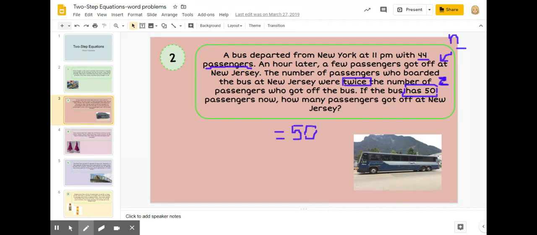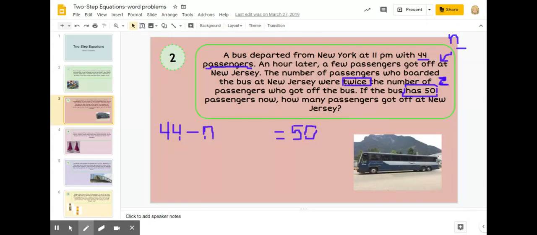Okay, so now let's go back to the beginning. The bus started with how many passengers? 44. Started with 44. Okay, this is looking a little better. Then some got off the bus an hour later, but we don't know that number of people, but they got off the bus. So we'd have to subtract them from the 44. That's an N, by the way.